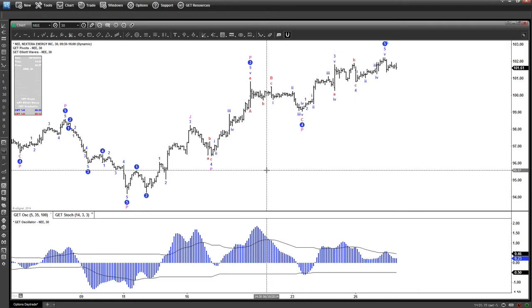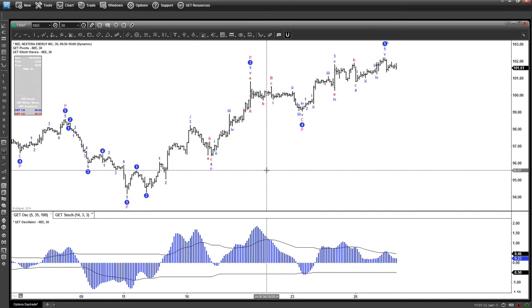Now, in saying that, let me give you a quick idea of what the Elliott wave theory is. The Elliott wave theory, simply put, is a 5-wave model or a 5-wave sequence of trending behavior.